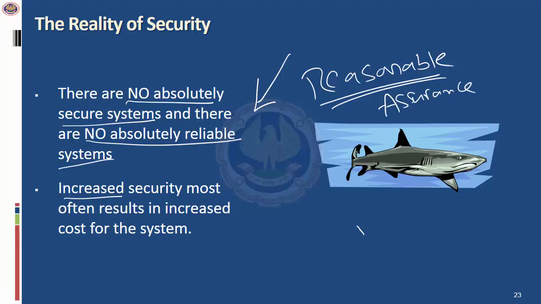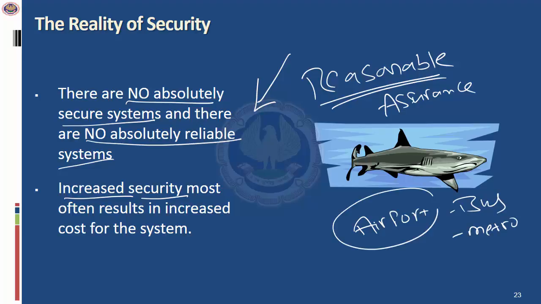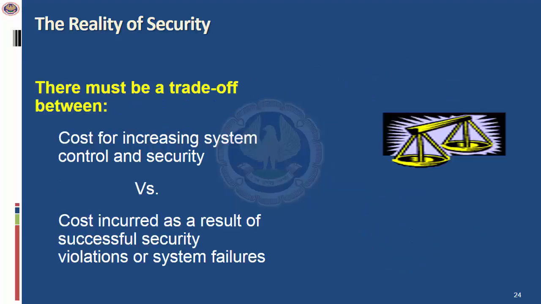You also know that increased security always comes with increased cost. For example, the type of security you have in an airport, you cannot have in a bus station, or you cannot have it in a metro. Why? The risks are different. The costs for implementing security in the airport are balanced because of the risk, which is high, and the people who are traveling can also afford to pay the cost.